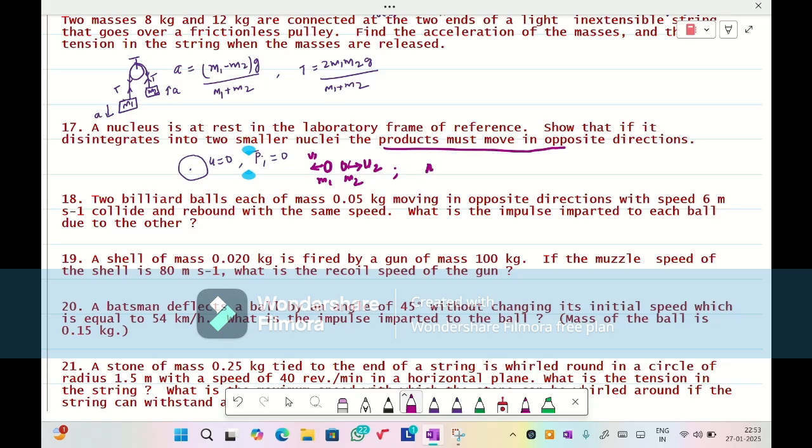Therefore initial momentum is equal to M into 0. Initial momentum is equal to final momentum: M1 into V1 plus M2 into V2 is equal to M1 into V1 bar plus M2 into V2 bar. So M1 into V1 bar is equal to minus M2 into V2 bar. That means, since M1 and M2 cannot be negative, V1 is in the direction opposite to V2. Therefore those two will move in opposite directions according to conservation of momentum and the third law.